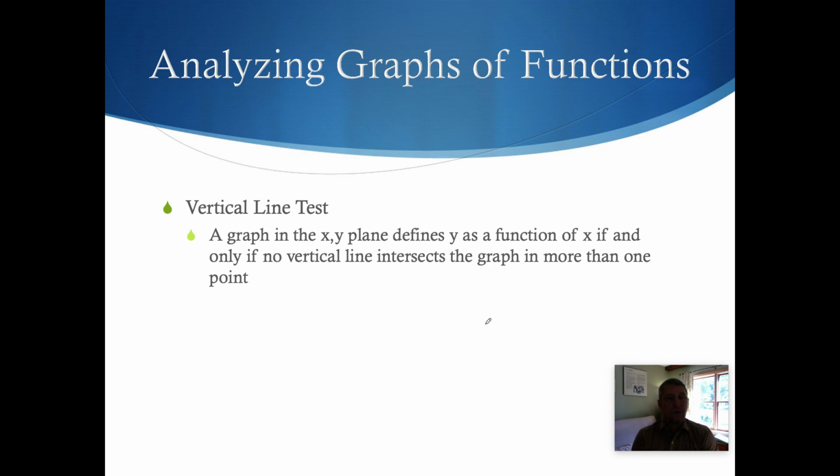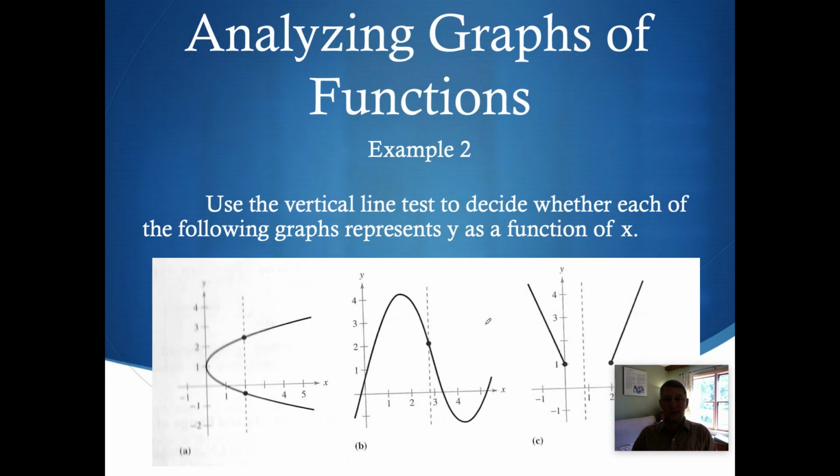Okay, so the vertical line test is that a graph in the xy plane defines y as a function of x if and only if no vertical line intersects the graph at more than one point. All right, and so how would you go about looking at something like this? Well, let's have a look at example number 2.